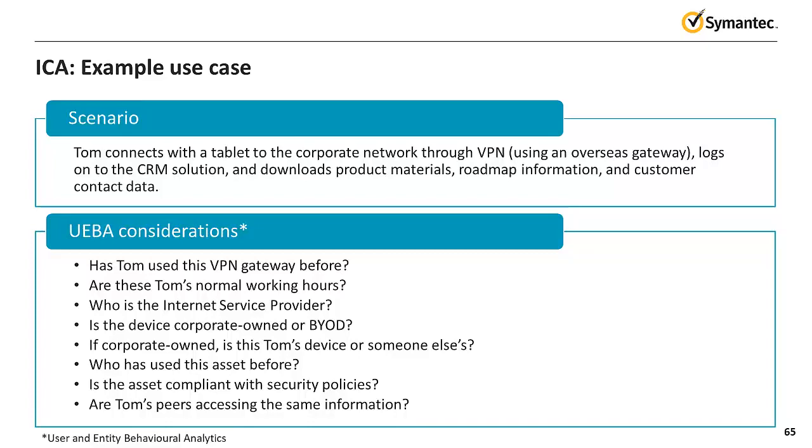Are these Tom's normal working hours? Who's the internet service provider? Is this a device that's corporate owned, or is this Tom's device, or somebody else's? Who has used this asset before, and is this asset compliant with security policies? Are Tom's peers accessing the same information? A scenario like this may be either a completely normal business process or the preamble to a risky situation that can go unnoticed among the millions of events that an SIEM processes every day.